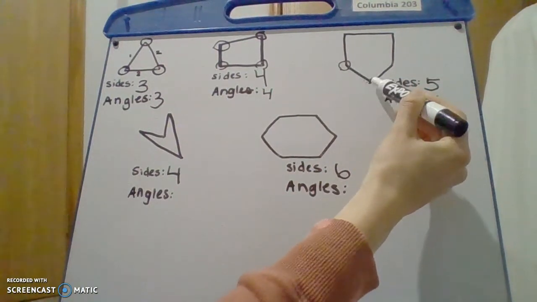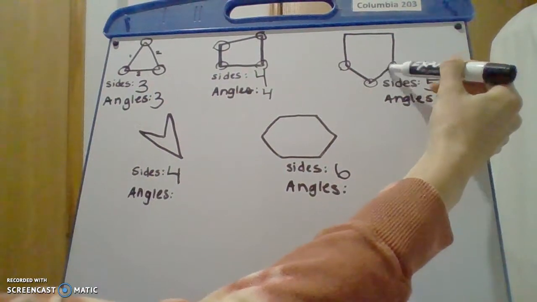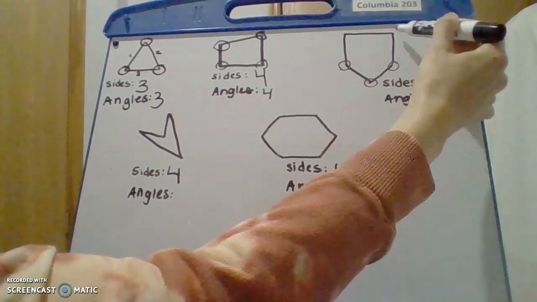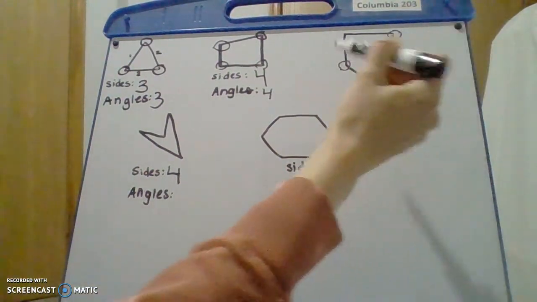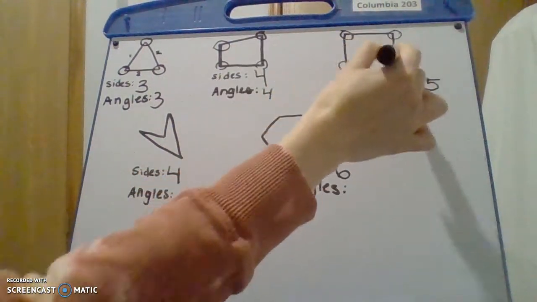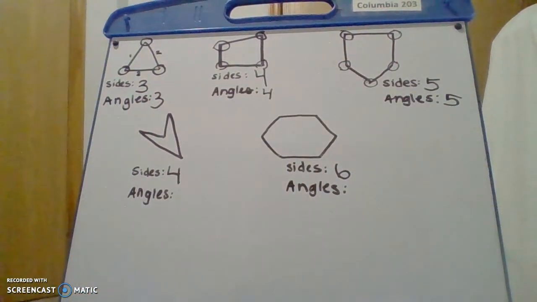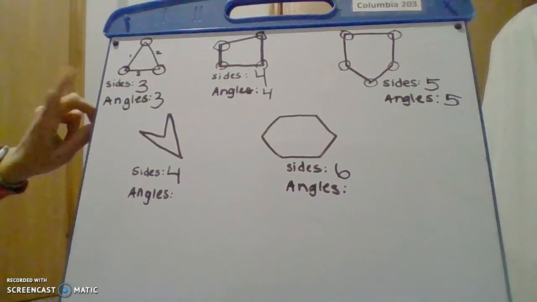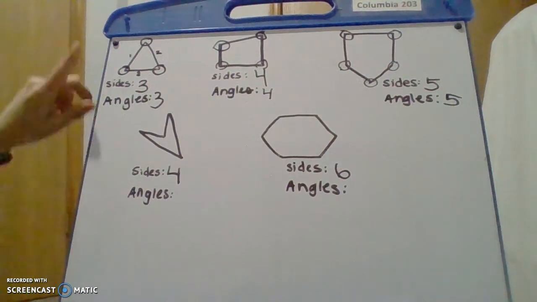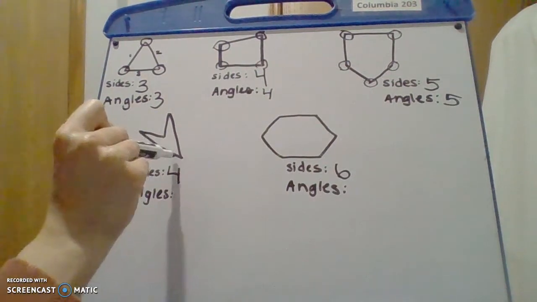This side and this side connect to form an angle. This side and this side connect to form an angle. This and this, which is right here. They touch right there. This side and this side. So we have 1, 2, 3, 4, 5. Now by now you might be noticing a pattern. We're having the same amount of sides and the same amount of angles in each shape that we've done so far.